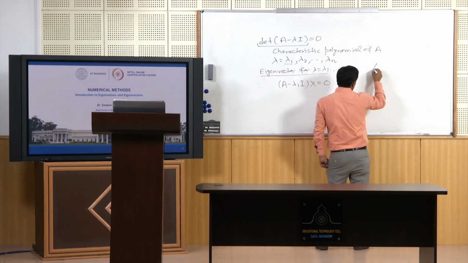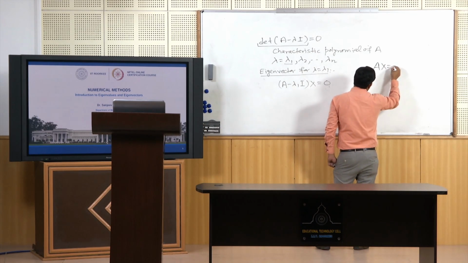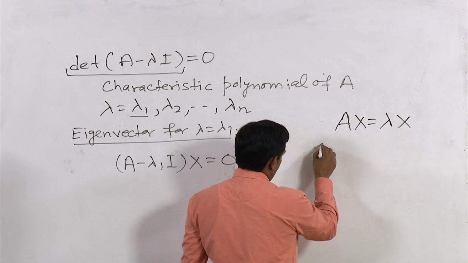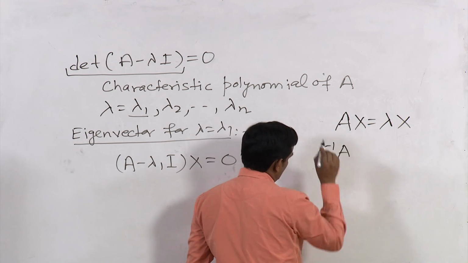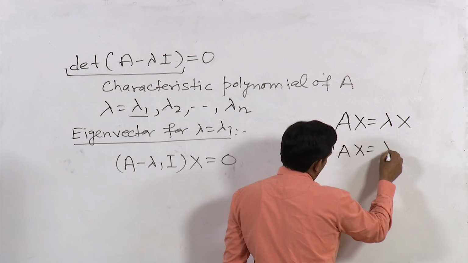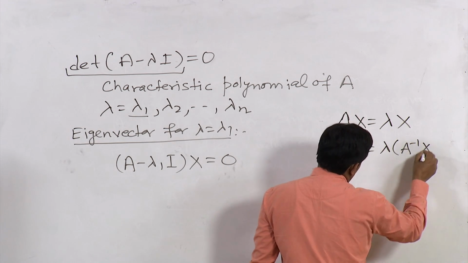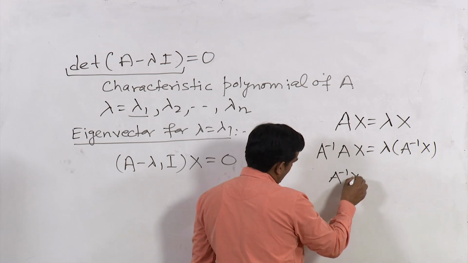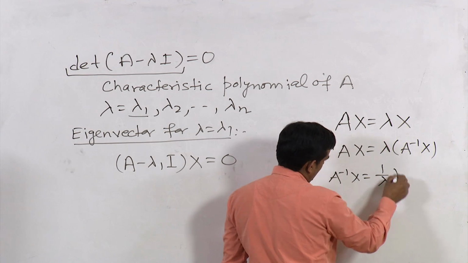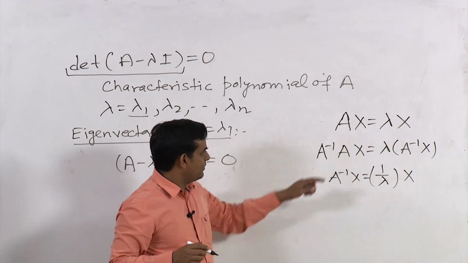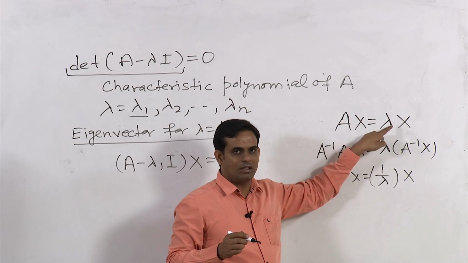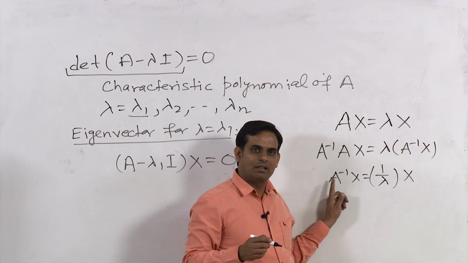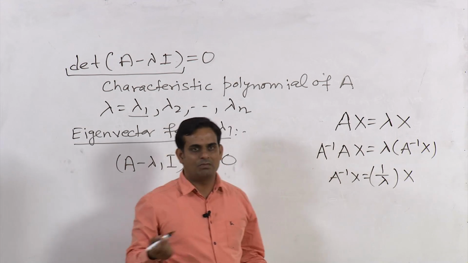Suppose you have A X equals lambda X. Now, multiply both sides by A inverse, if A inverse exists. So A inverse A X becomes lambda times A inverse X, and from here I can write A inverse X equals 1 upon lambda into X. So, if X is an eigenvector of A corresponding to eigenvalue lambda, then X will also be an eigenvector of A inverse corresponding to eigenvalue 1 upon lambda.